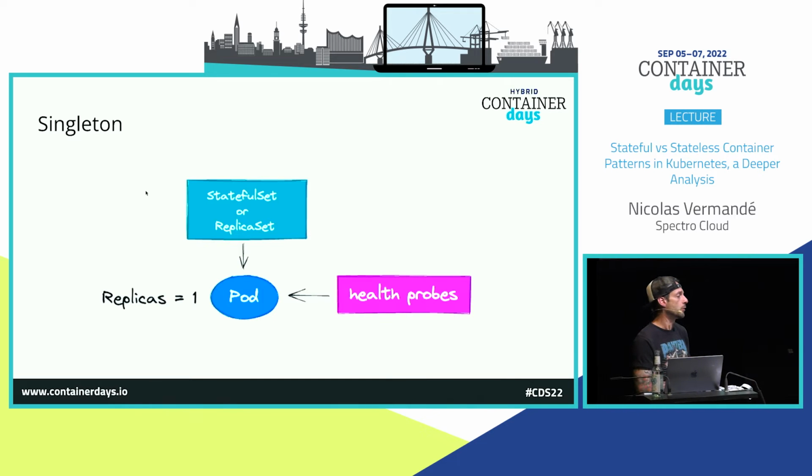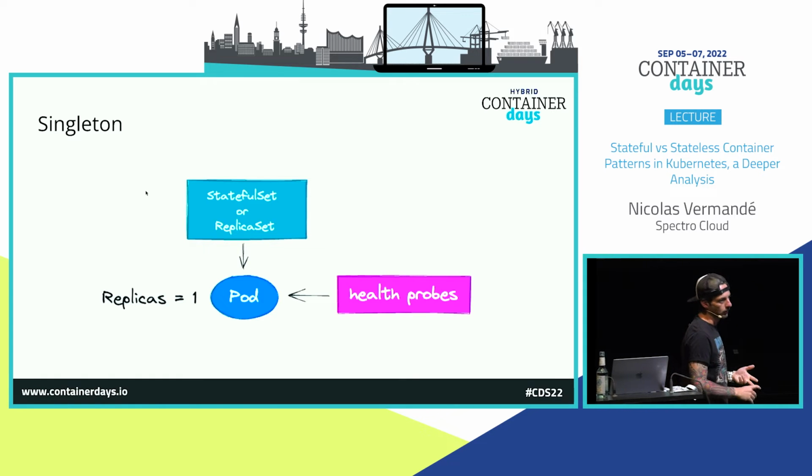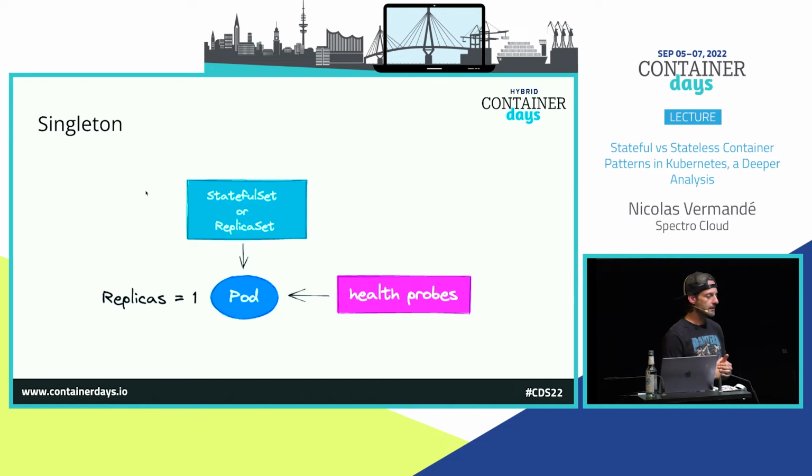But if you want to do it in Kubernetes using a pattern, you can simply use a replica set or StatefulSets, set the number of replicas to 1, and of course use the health probes, so liveness, readiness, startup probes, to guarantee that the pod will be restarted in case of application issue.